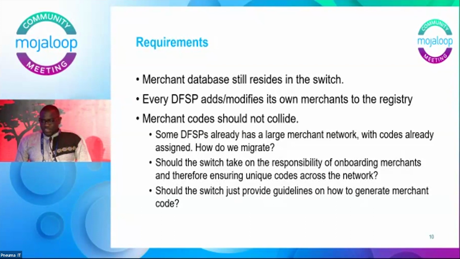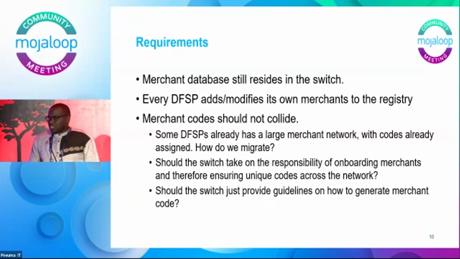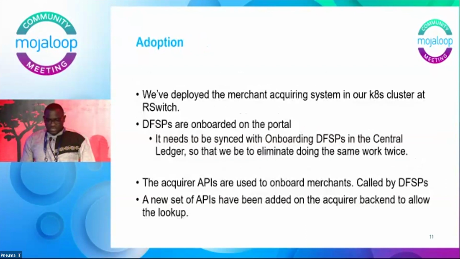One obvious answer is to give that responsibility of registering merchants to the switch, which will most likely not work, considering we already have DFSPs that have a big database of merchants that are already working and registered with them. So the feeling is that everything is tending towards the switch just communicating some standards around generating merchant codes. And then as long as every DFSP abides by those standards, we will not worry about the collision at all. But this is still an ongoing discussion.